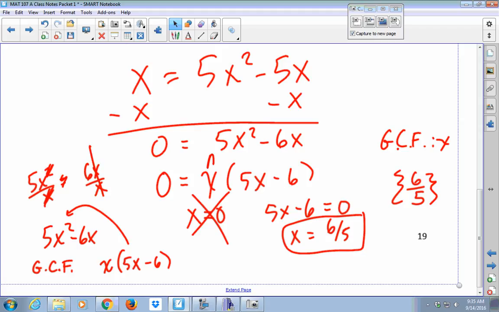This is like a times b equals 0. So the only way this side can equal 0 is if a is 0, x equals 0. But at the first step, we said x couldn't be 0 because it made the denominator 0. Or when b is 0, which is 5x minus 6. And I just solved that by adding 6 to both sides and dividing by 5.